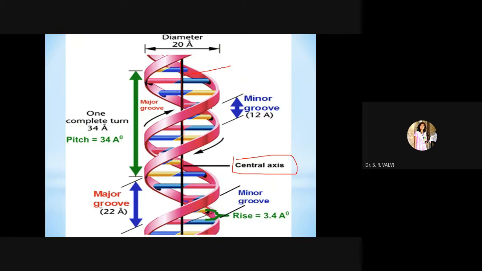On this central axis, the DNA is present in a helical-like structure, right? So the diameter of the DNA is 20 angstrom. See here, this is the first characteristic of this DNA. So diameter, how much is it? 20 angstrom is the diameter of our DNA, right?